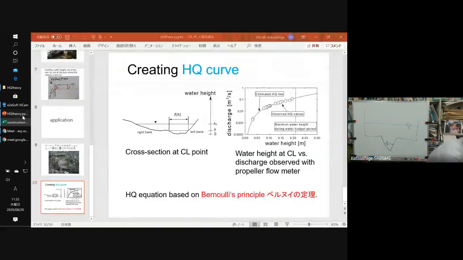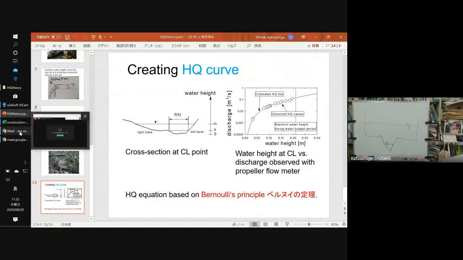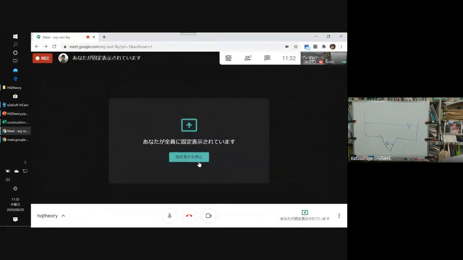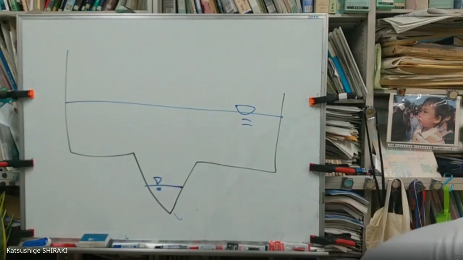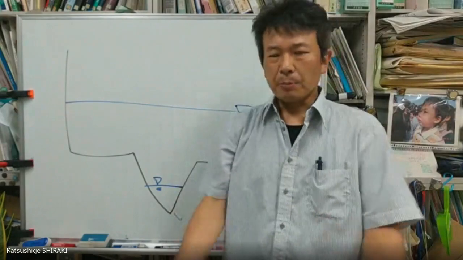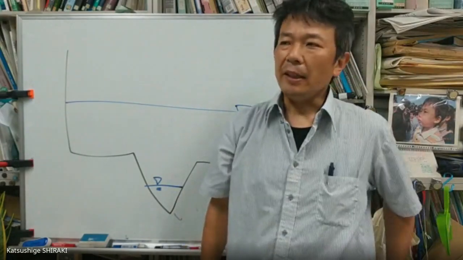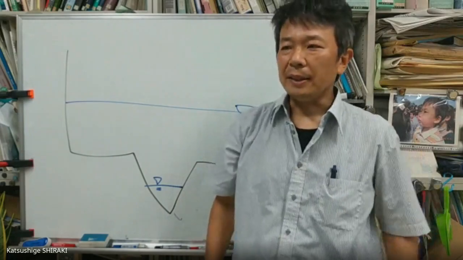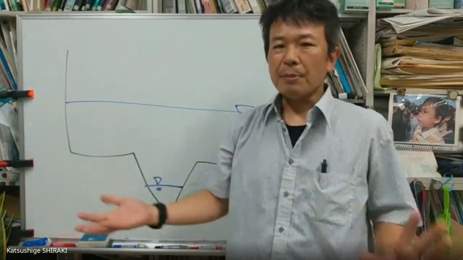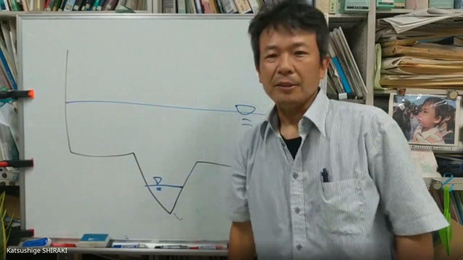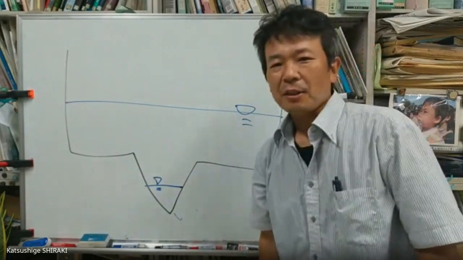Okay, so if you know the principle, the theory and the background of the HQ equation, you can know more about the HQ observation. So please do precise observation at the weir. Thank you.